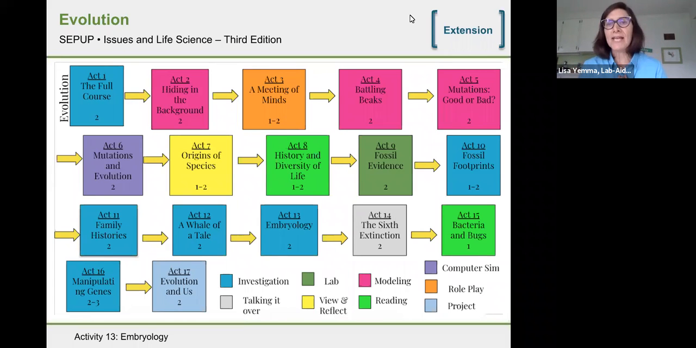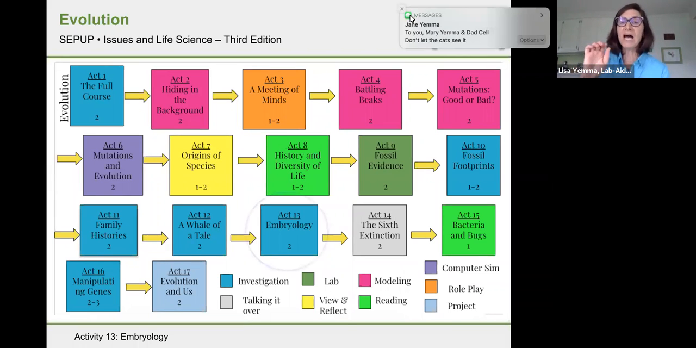They're going to work on this together. So by the time they've gotten to embryology, activity 13, you can see that they've worked through several pieces of evidence of evolution. The full course, activity 1, is about bacterial resistance, and so the evolution of bacteria. And then hiding in the background, we talk about natural selection. Meaty Minds is Darwin. Battling Beaks is beaks. And you can see we go all the way.